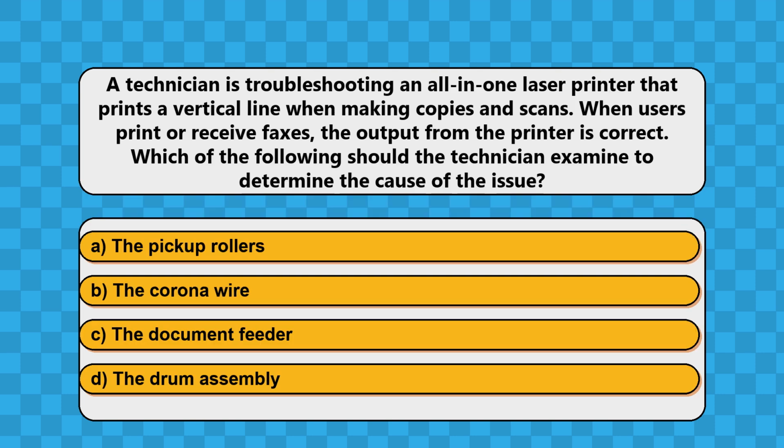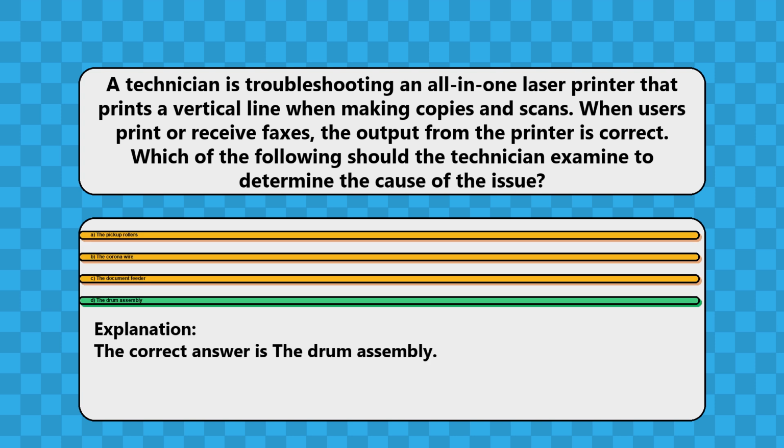Question 36. A technician is troubleshooting an all-in-one laser printer that prints a vertical line when making copies and scans. When users print or receive faxes, the output from the printer is correct. Which of the following should the technician examine to determine the cause of the issue? Option A, the pickup rollers. Option B, the corona wire. Option C, the document feeder. Option D, the drum assembly. The correct answer is option D, the drum assembly.